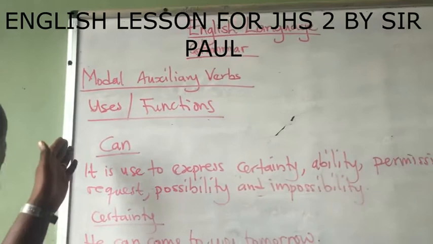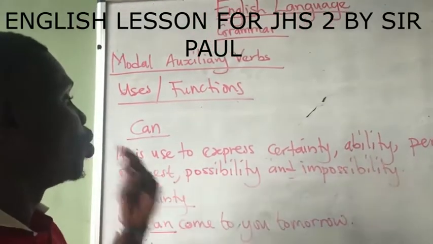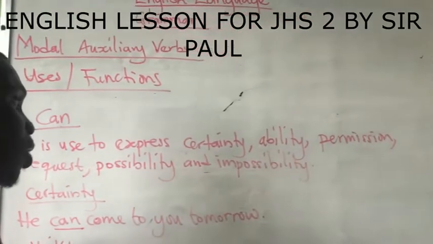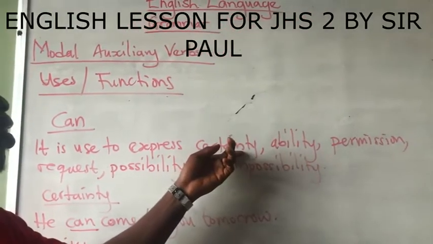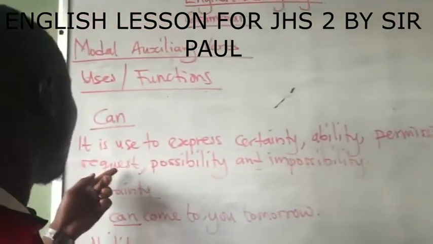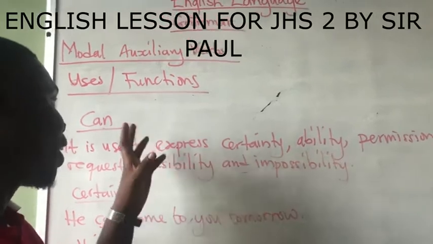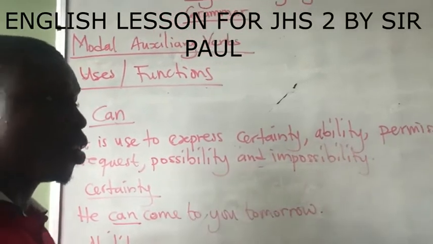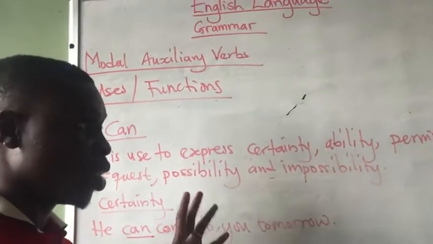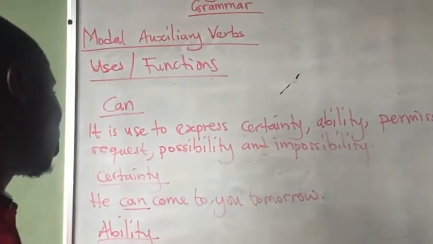So today we'll continue with can. Now can be used to express a number of those situations. Can be used to express certainty, ability, permission, requests, possibility and impossibility. So can alone can be used to express all the situations. So anytime you find yourself in this situation and you are short of vocabs, just go for can and you can do that. Let's look at how it is used to express.